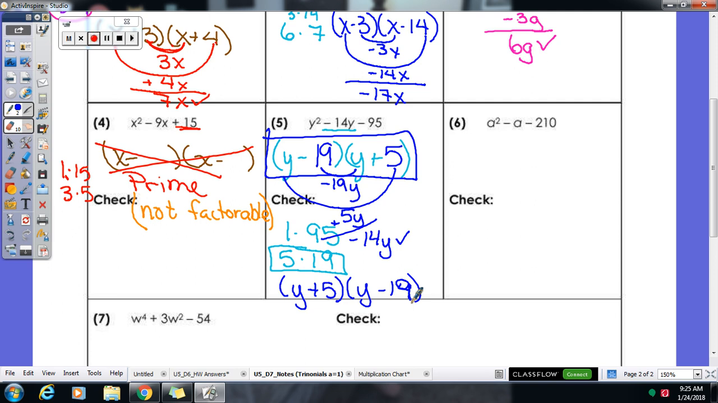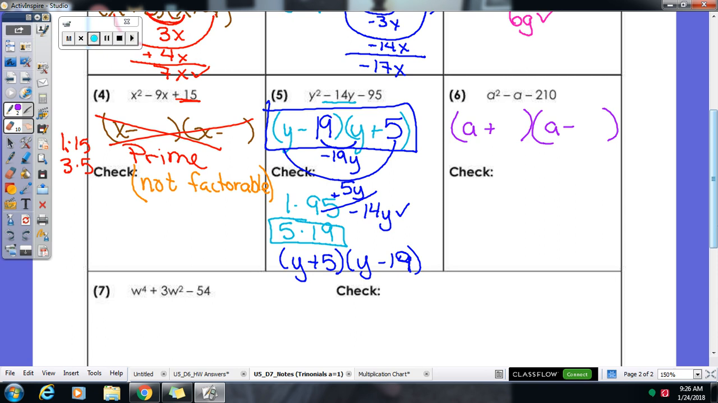All right, let's try number 6. So our signs, are they going to be same or different? Different. And then what multiplies to give us a squared? 3 times a. So I put a plus and a minus.